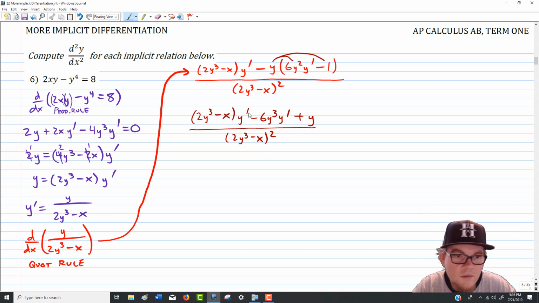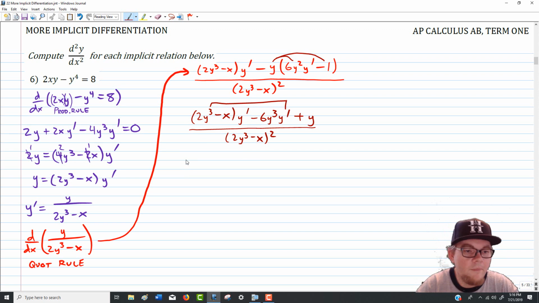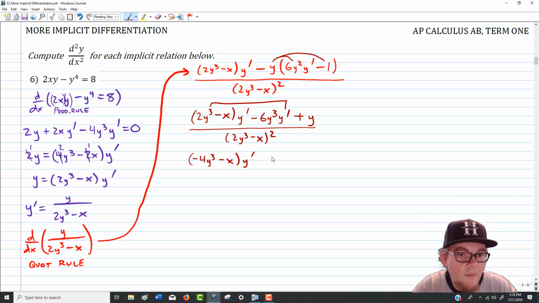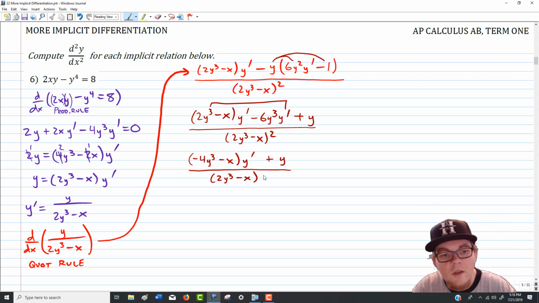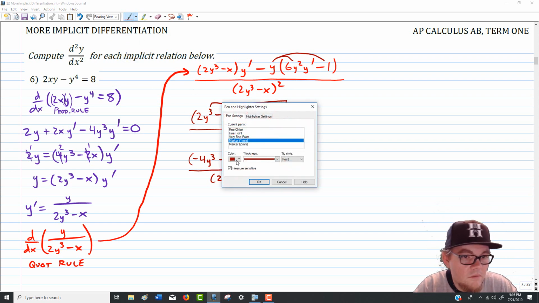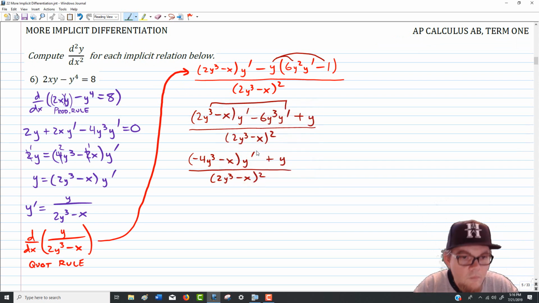So there's our numerator. We now want to put everything over that denominator. But here's the rub. We've now got these two pieces, both with y prime. So I'm going to combine like terms there. This will be 2y cubed minus x minus 6y cubed. In other words, we're going to get minus 4y cubed minus x times y prime, all plus y, all over 2y cubed minus x squared. So, okay, we're almost there.